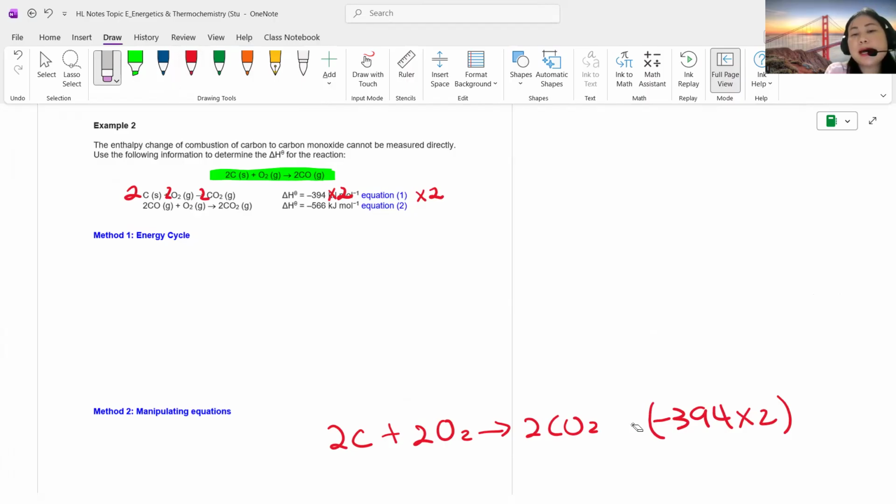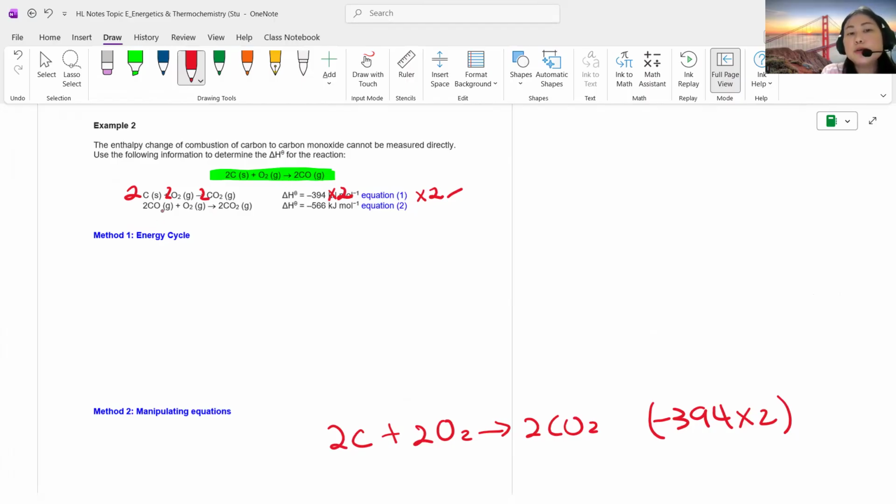That's equation 1, done. Equation 2, look for common terms. The common term is CO, but it's on the wrong side. I cannot flip my green. I can only flip this equation. So I'm going to flip the equation. So they are on the wrong side, so the sign of delta H will change. But let's check whether they are the same moles.